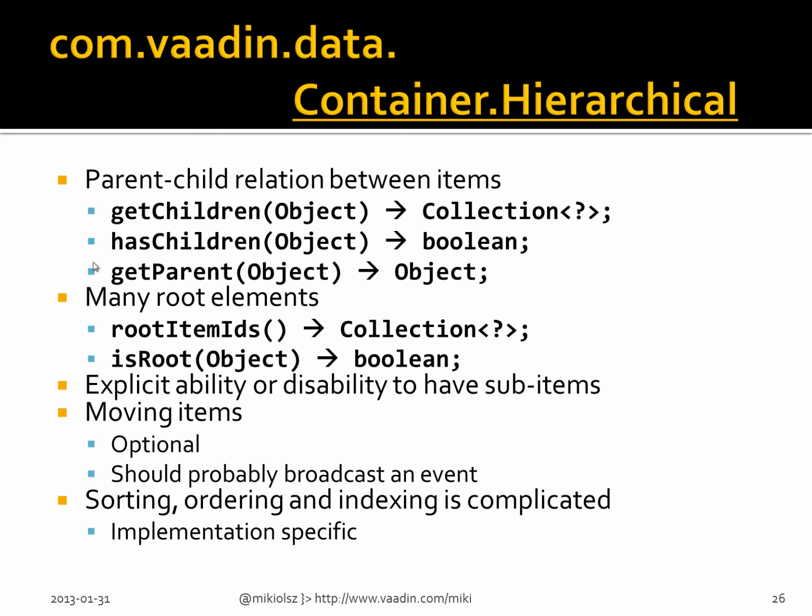There is explicit ability or disability to have sub-items. There is, of course, an optional support for moving items. You can reallocate them from one parent to another. And the documentation says that sorting, ordering, and indexing the hierarchical container is implementation specific. So if you happen to write a hierarchical container and you want it to be sorted or ordered, then you should explicitly document that. What is the particular behavior? So are you sorting first roots and then you sort children there, or what is the logic behind it?